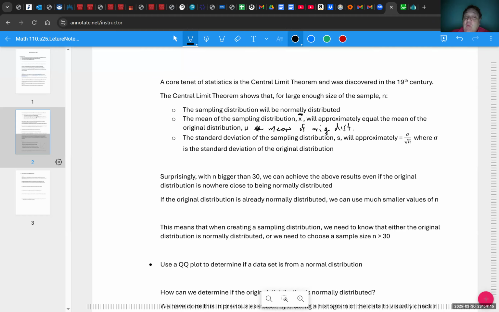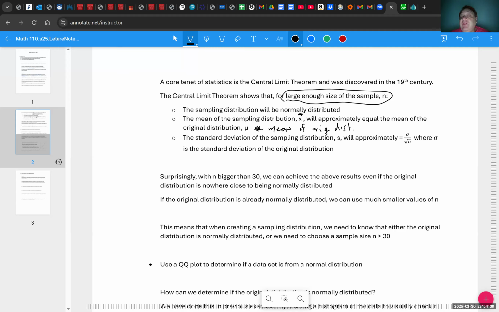Surprisingly, with an n bigger than 30, we actually kind of guarantee all three of these results. So when we talk about a large enough sample size of n, we typically are talking about bigger than 30, which isn't very much when we're doing a bunch of statistics. Finding 30 data points isn't typically that challenging.